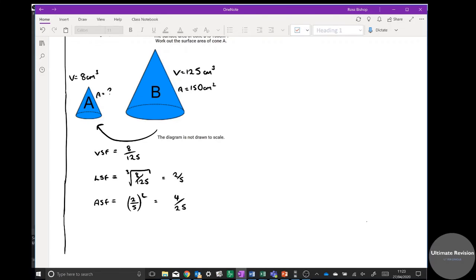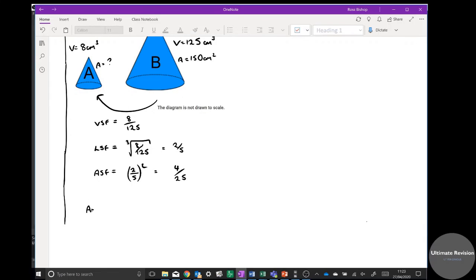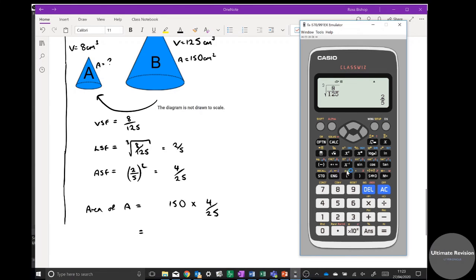Once I've got the area scale factor, it's very, very easy, because area of A must equal 150, and I follow the arrow, times 4 over 25 fifths is 150 times 4 over 25.